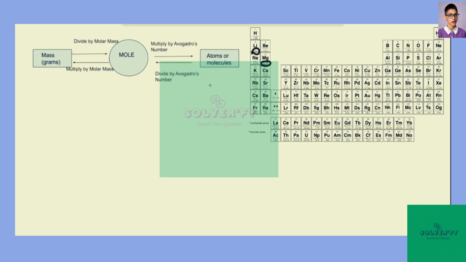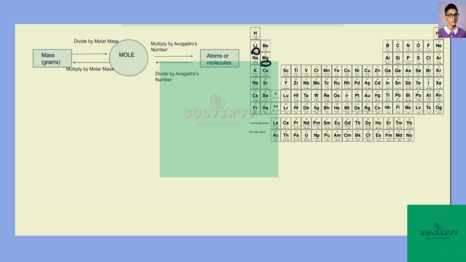If instead of looking at mass, you're looking at atoms or molecules or particles, we use Avogadro's number. If you have atoms and you want to change it to moles, you can divide by Avogadro's number. And if you have moles to atoms, you multiply by Avogadro's number. You can also go from mass to atoms or vice versa by always changing to moles first.